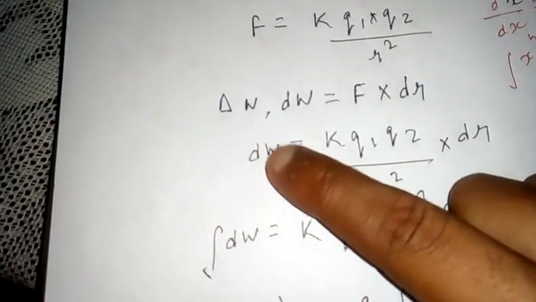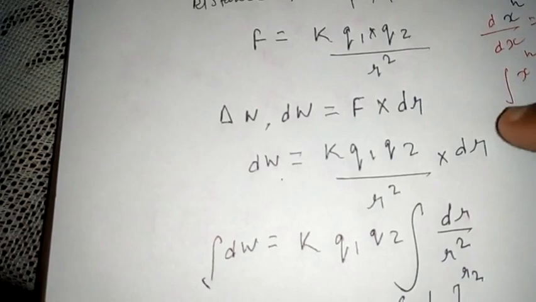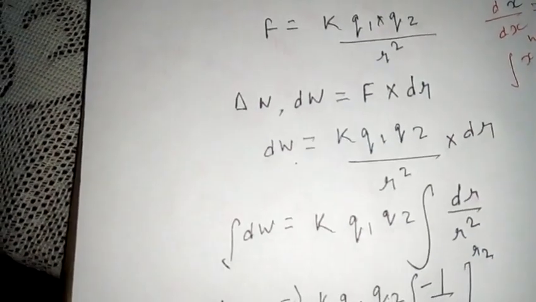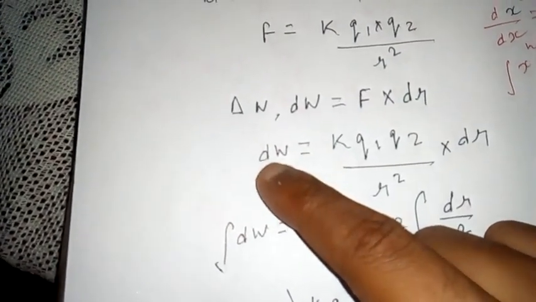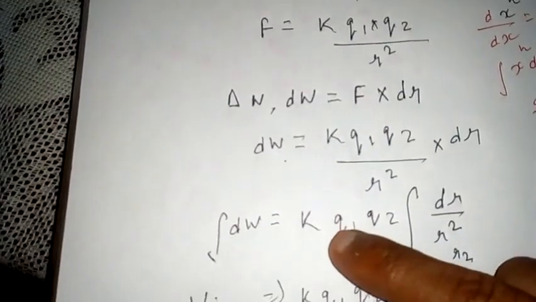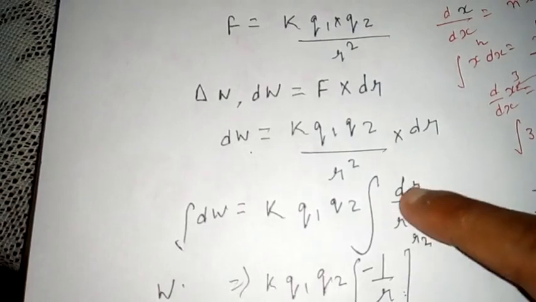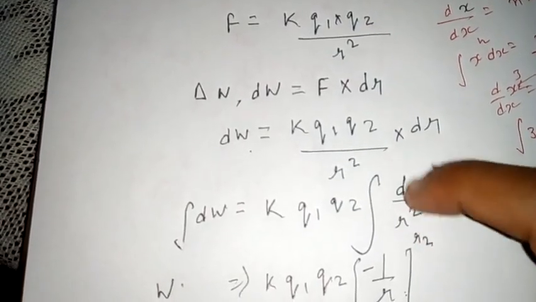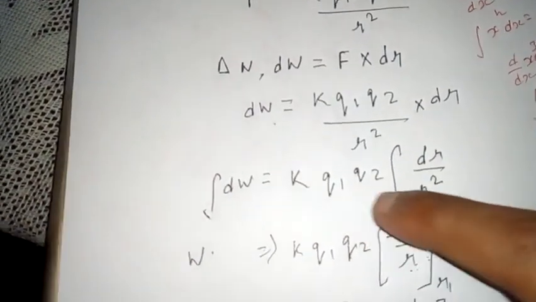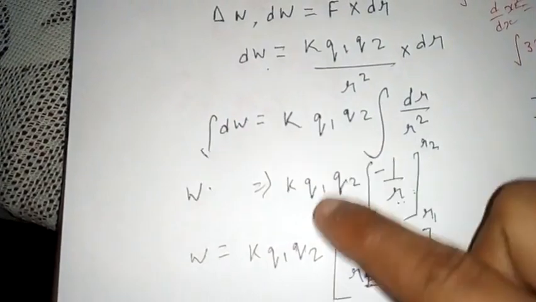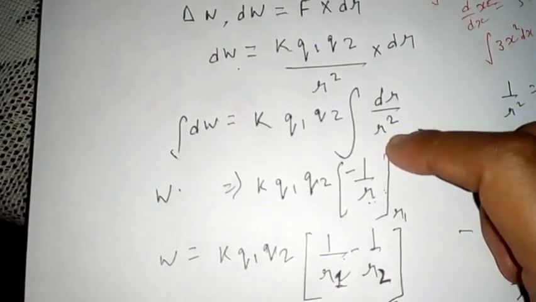All right, now look at this. To find out how much will be my total work done in moving this charge through some distance, I integrate this dw. We saw the integration, right? I integrate this dw, and this would be this into dr. Now this dr over r square term, I will write it inside of this integral sign. Okay, these constants are going to come out. What constants? K q1 and q2 will be outside.